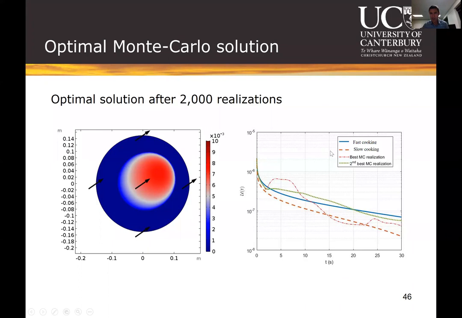And what you see is that with the best Monte Carlo, we obtain this dashed curve here, which eventually leads to an improvement of the uniformity at our final time. So this was some improvement, though a rather modest improvement. So we wanted to know if we can do better.